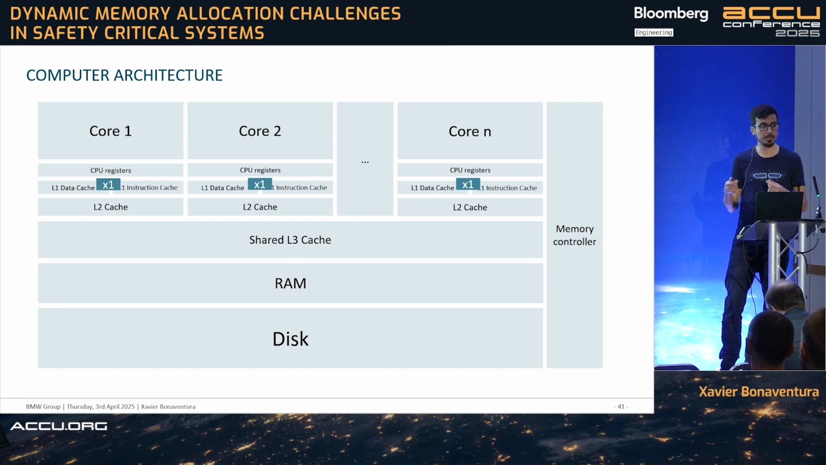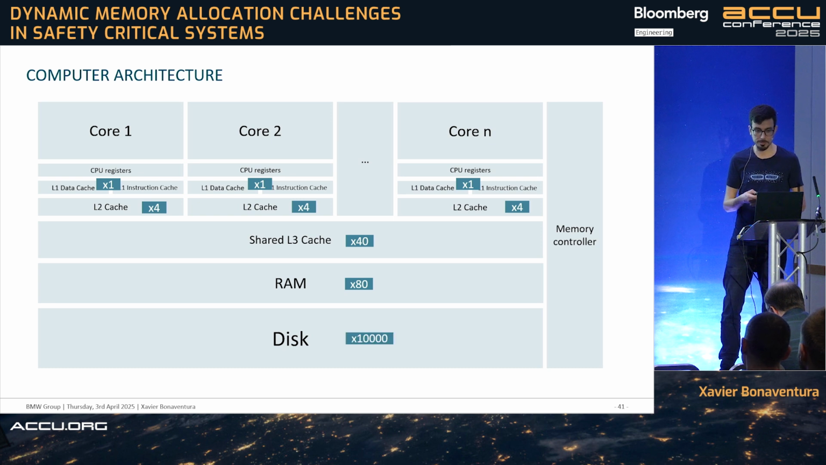To get an idea of the order of magnitude of the time, if accessing the L1 cache would be time 1, unit 1, L2 is 4 times more expensive, L3 is 40 times more expensive, RAM is 80 times more expensive, and disk is around 10,000 times more expensive. I hope I don't miss a zero.